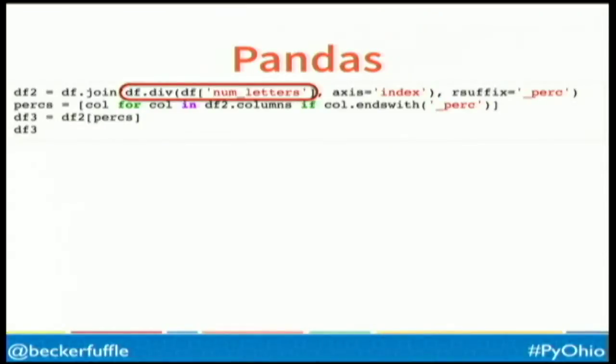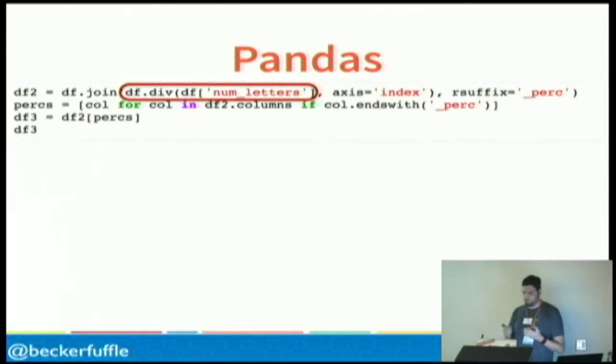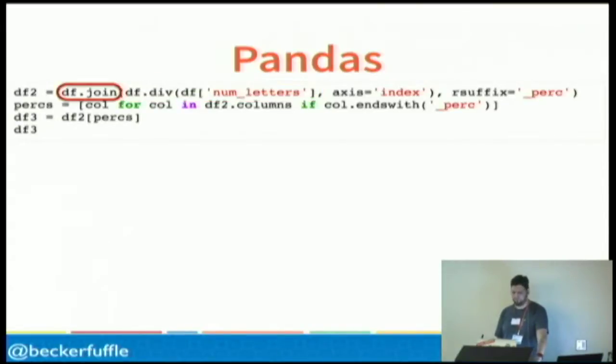And so the first thing I wanted to do was calculate the percentages of the letter counts. We can do this using the div method, which divides all the individual letter counts by the total number of letters for each language. And we can then add these percentages back into the data frame with the original counts, and put them in a new data frame using this join method. In this case, the rsuffix argument will add the suffix PERC to the end of all the characters for the percentages that are calculated.